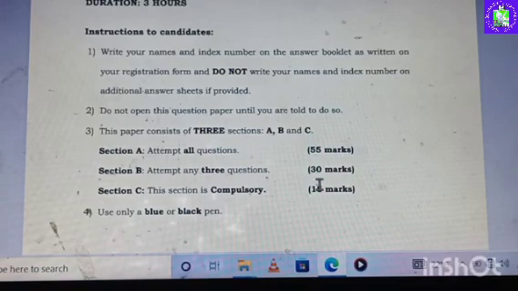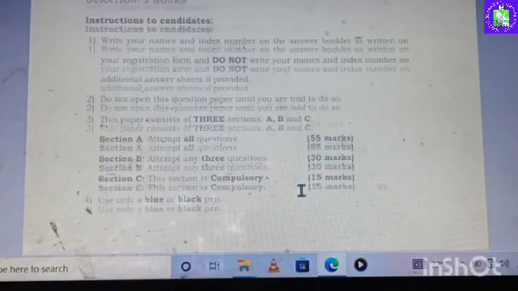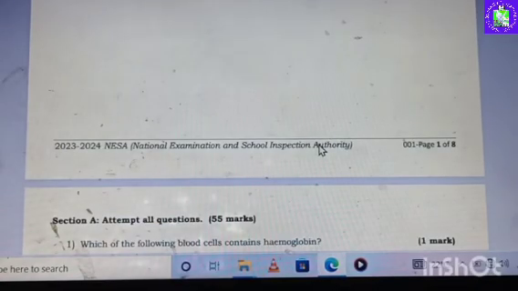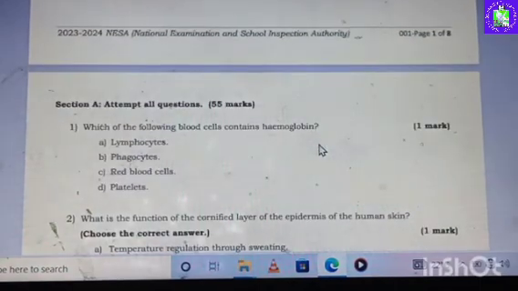This paper consists of three sections: Section A, Section B, and Section C. For Section A, you attempt all questions. Section B, you attempt three questions. Section C is compulsory and contains only one question. Use only a blue or black pen. So let us start.